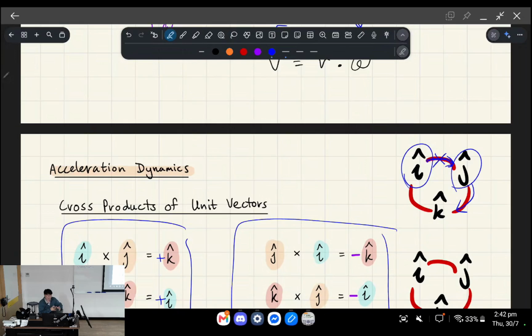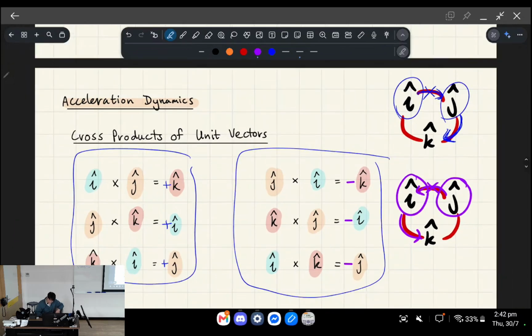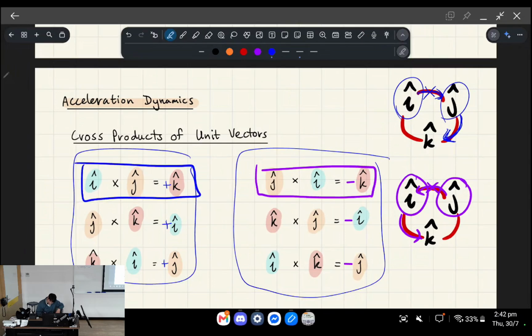If you do I cross product J, you get K, but specifically you get positive K, and the reason is that you're going in the clockwise direction on the circle. If you go the other way around, for example J cross product I, going counterclockwise, we get negative K. That's the difference between the first and second scenarios. I cross product J gives positive K, and J cross product I gives negative K.